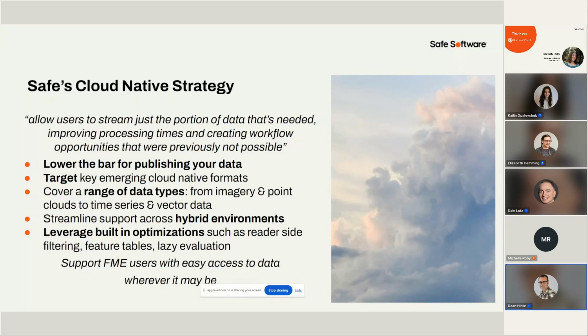We're targeting the key emerging cloud native formats, as Michelle mentioned, across all the range of data types. We also realize that not everything is going to live in the cloud, and so we need to support hybrid environments. Some of your processing might be on-prem or local, and some of it might be in the cloud. And basically making sure we leverage the built-in optimizations of these formats, so all the lazy evaluation and filtering is properly supported.